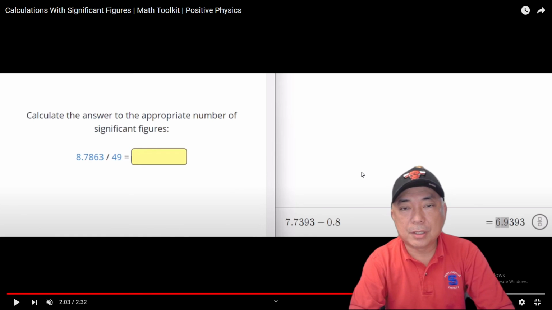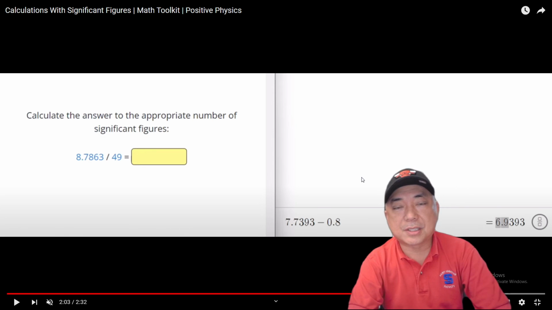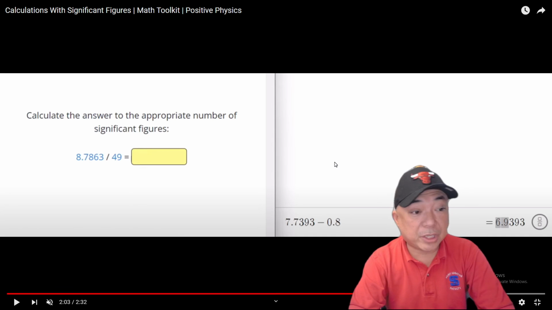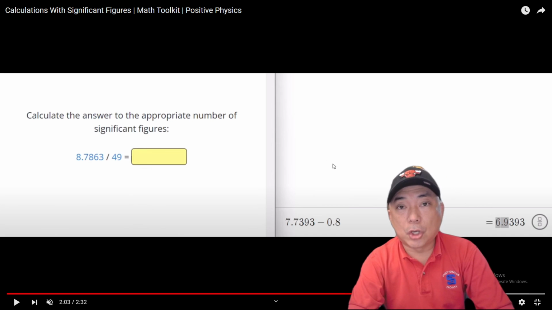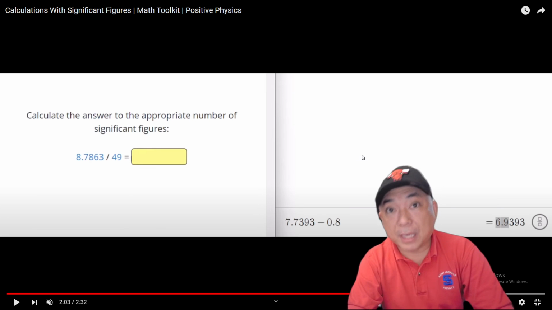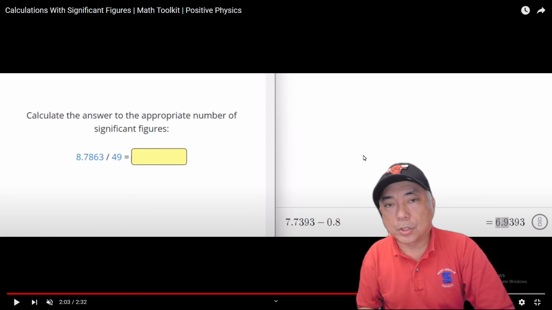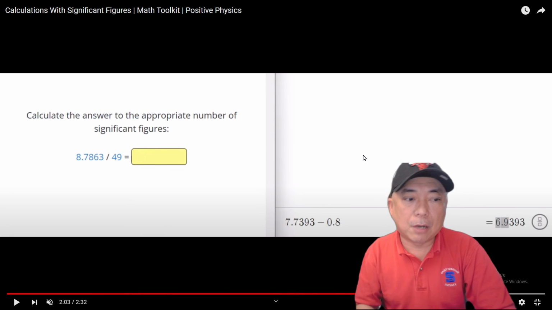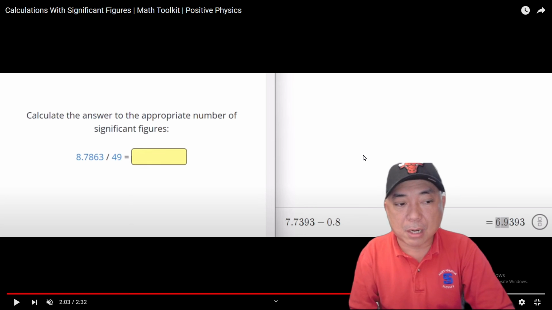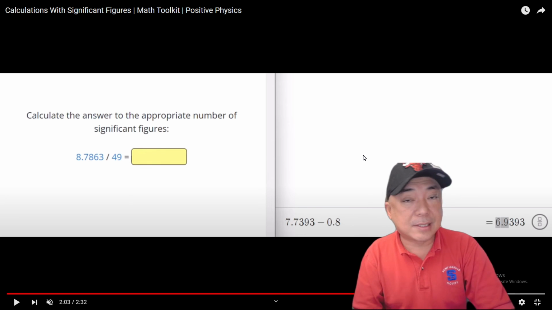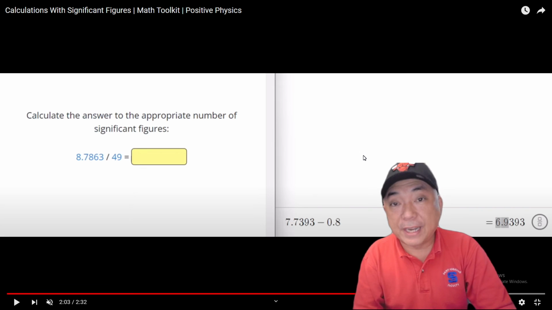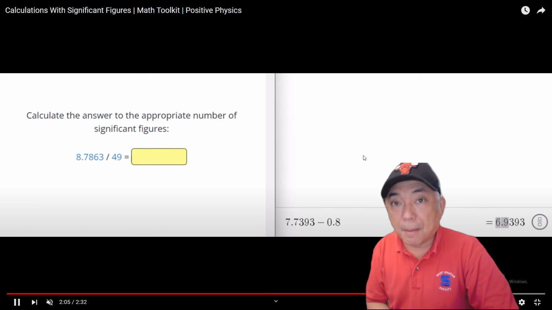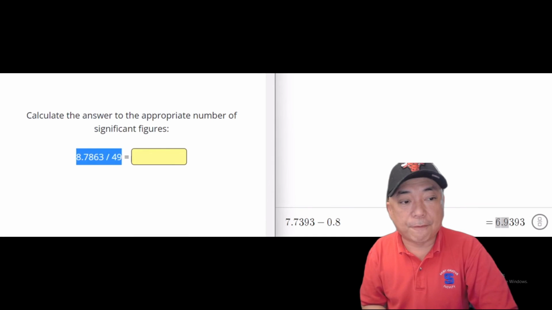Now the division. The rules on division are similar or identical to multiplication, which is, we take note of the least significant figures, not the least decimal place or the shortest tail. We look for the least significant figure. Now, in these two numbers, 49 has the least significant figure, 4 and 9, that's only 2. So our final answer should have only 2 significant figures.